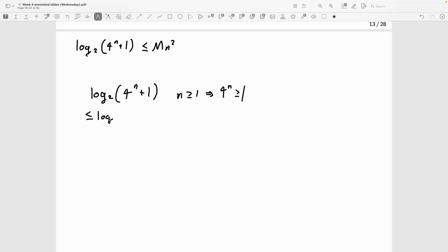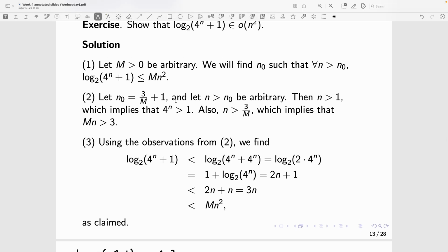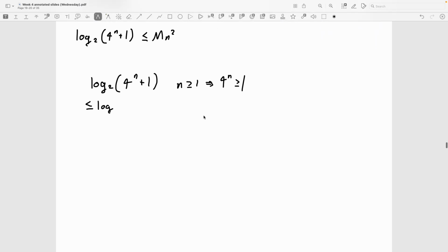It would work either way. This is rough work, so you don't have to do it exactly like this. You might end up with some slightly different results in your proof, but it would still work. 4 to the n is greater than 1, whether n is greater than 1 or greater than 4.